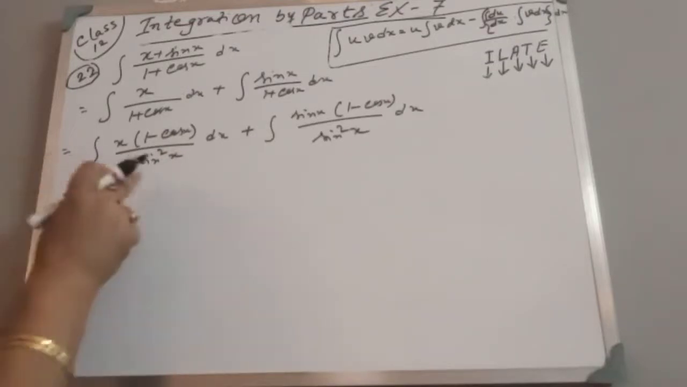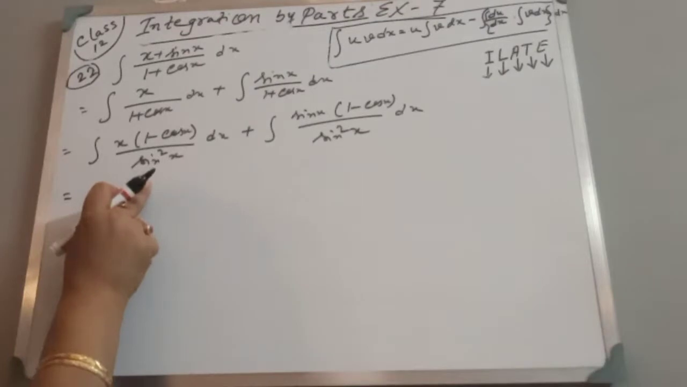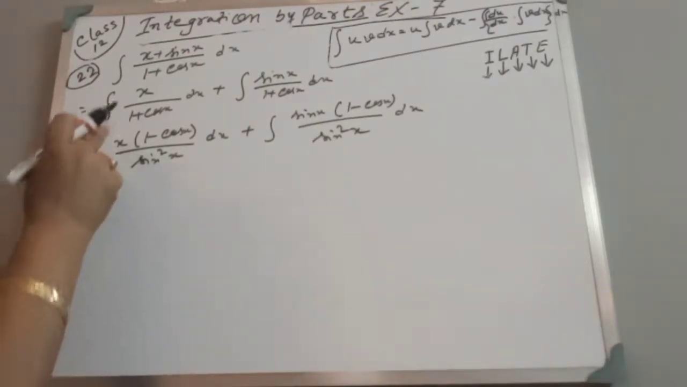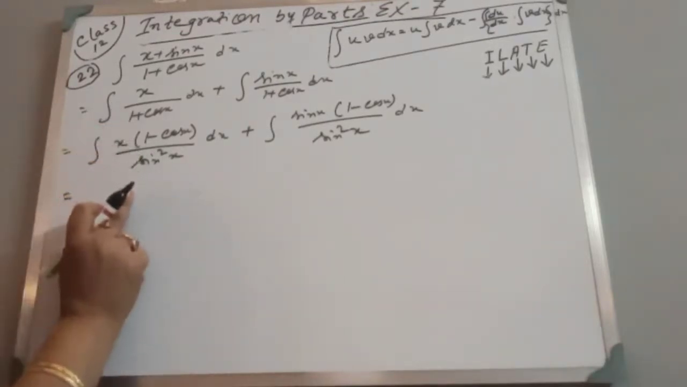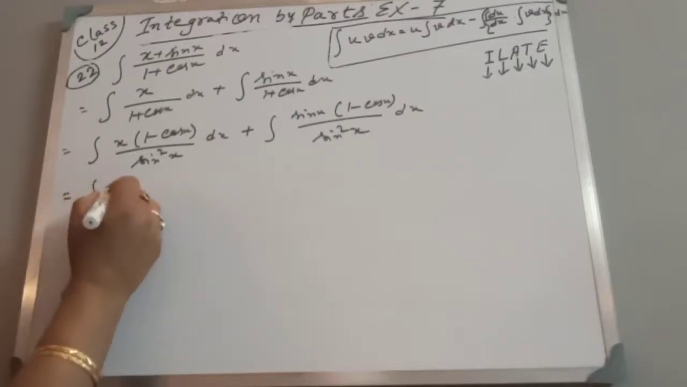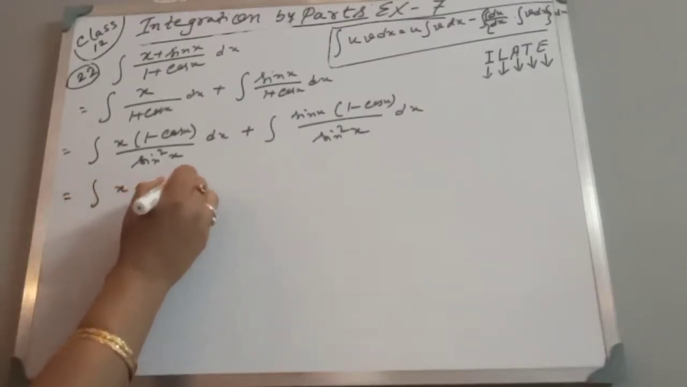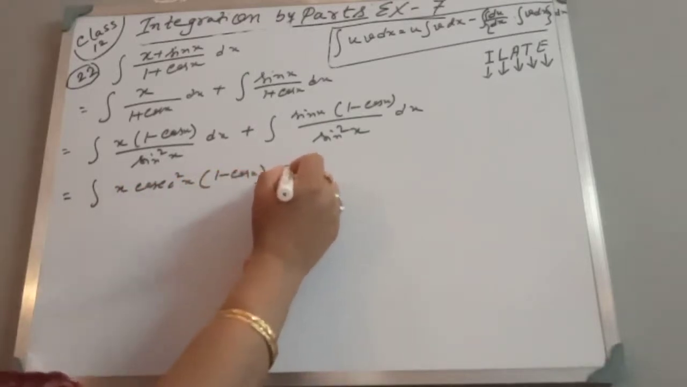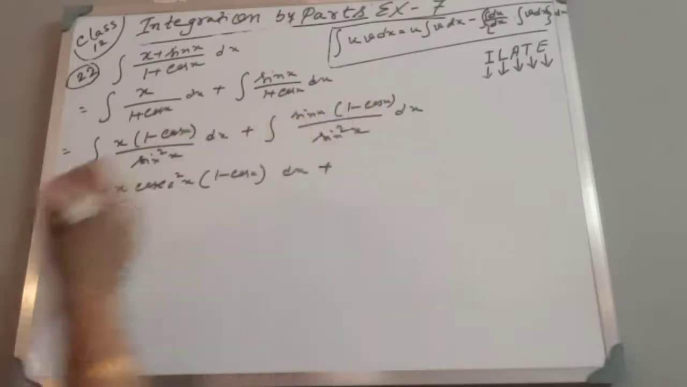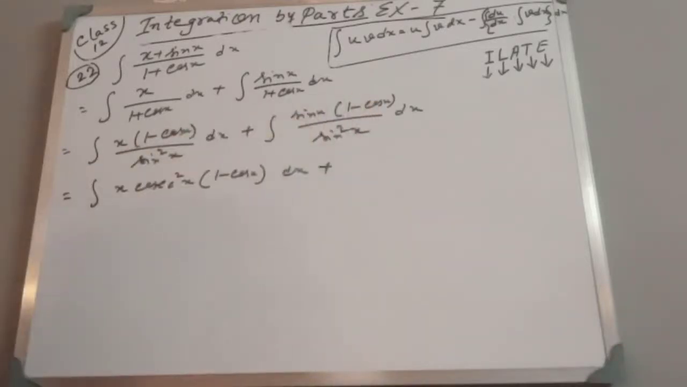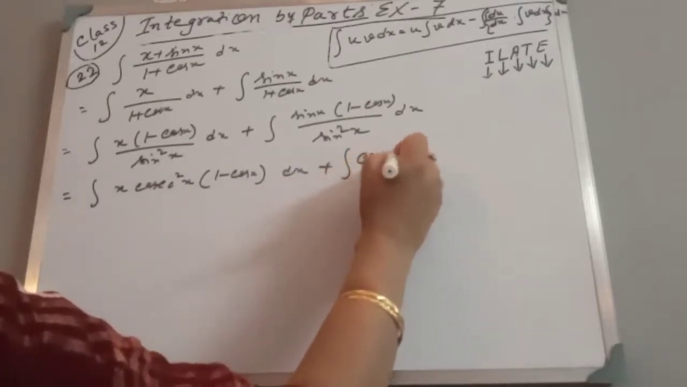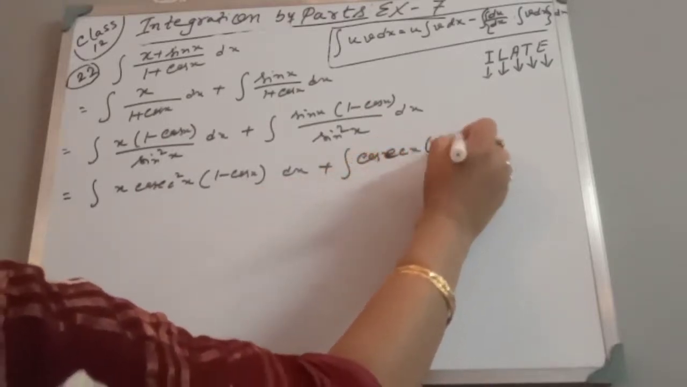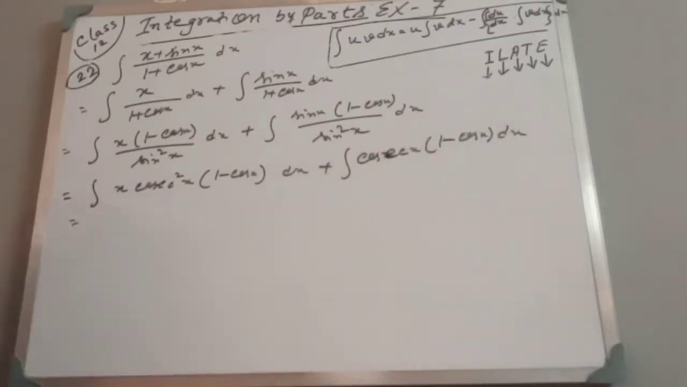Now, this is sin square x we get. Do one thing. 1 by sin square x is cosec square x. So integral x cosec square x into 1 minus cos x dx plus sin x, where one sin x will be cancelled from numerator and denominator. So it is coming only cosec x into 1 minus cos x dx.